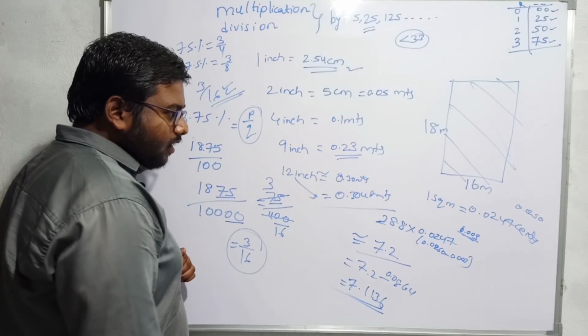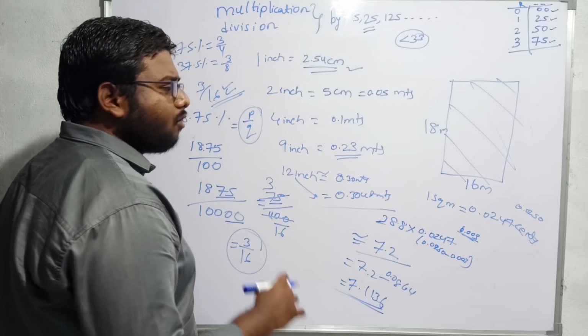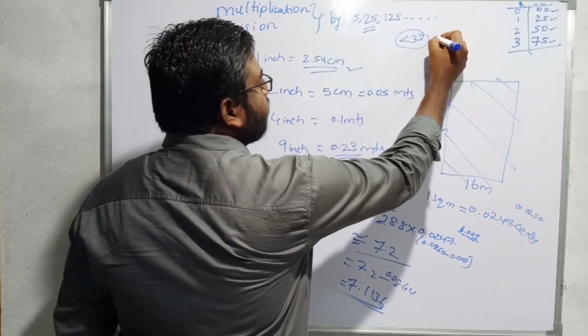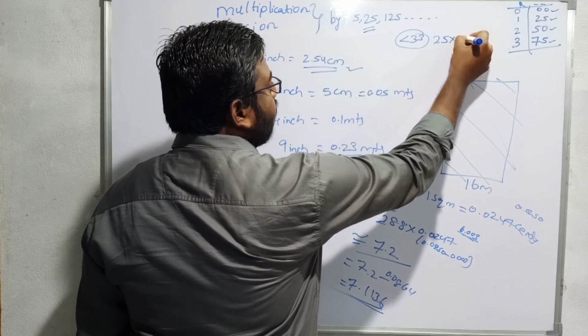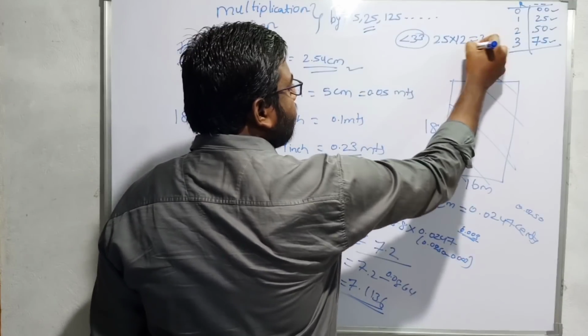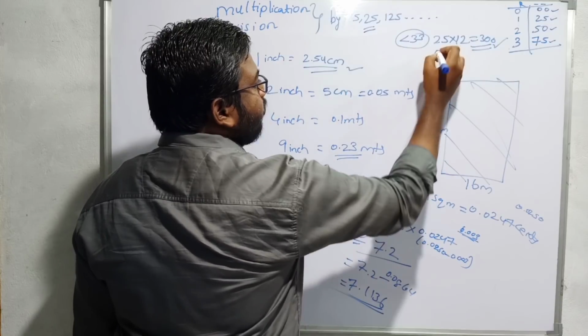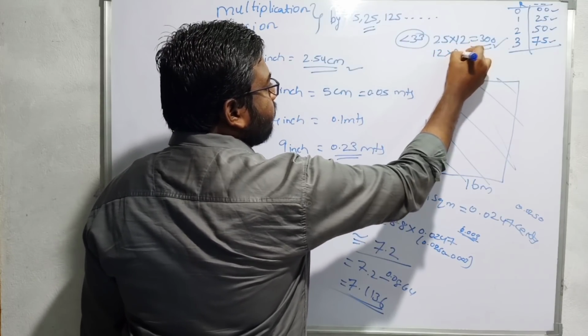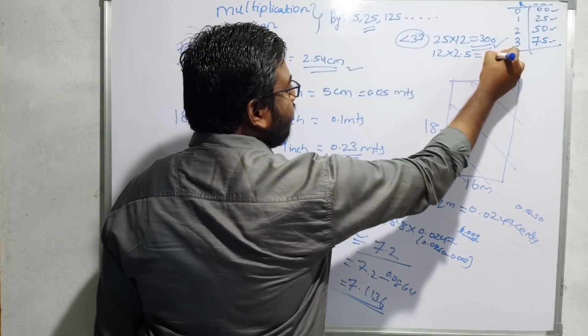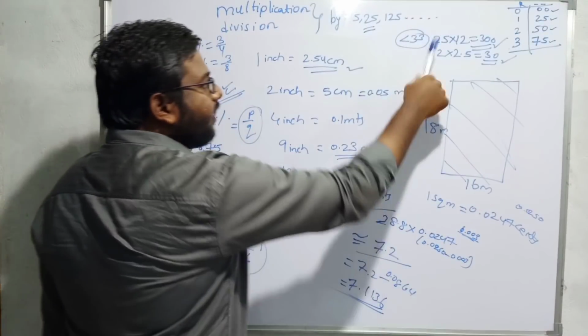Another application: in so many problems, certain results must be remembered. 25 into 12 is always 300. This is used in most of the problems. That means not directly 25 into 12, but 12 into 2.5 is 30. This is a very important result.